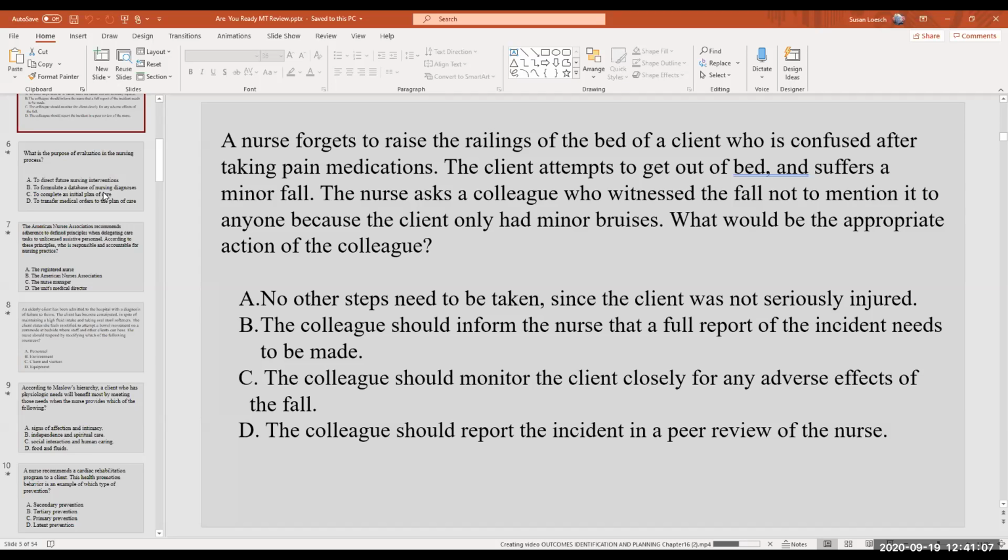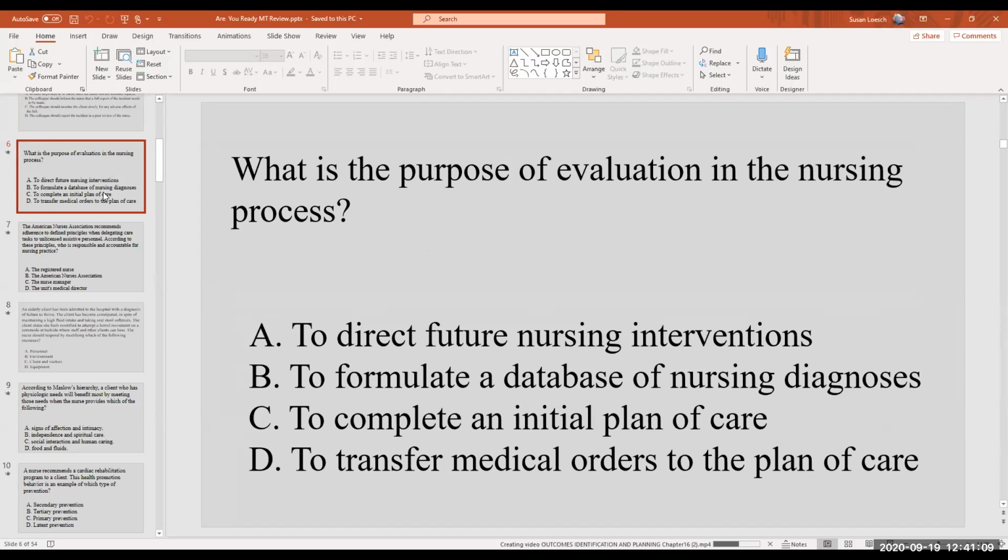You could chart that they fell, you could chart whatever you did in regards to that treatment, and you could chart any factual information about that injury or what happened to the patient, but you would not put that you did an incident report in the client's chart, because that would be assumed that you did one if they fell.